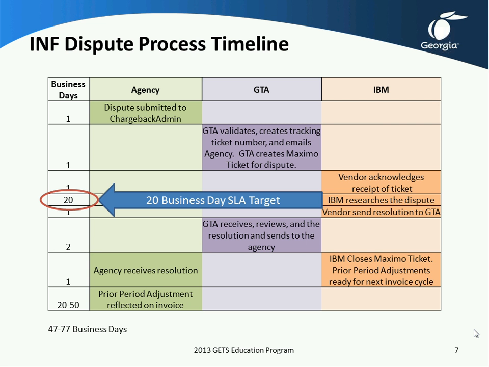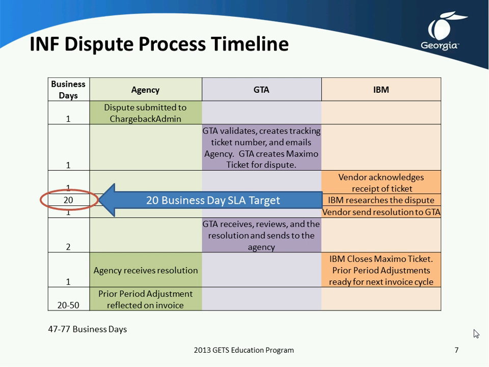The infrastructure dispute process is measured in business days. So let's say on business day 1, the dispute is submitted to chargeback admin. GTA would validate the dispute as it comes in. So we don't just take it and pass it over to the vendor. We've got to validate it and make sure the criteria I mentioned on the prior slide is there. We'll create a tracking ticket number and send an email back to the agency saying, hey, we got it. Actually, that's done automatically.